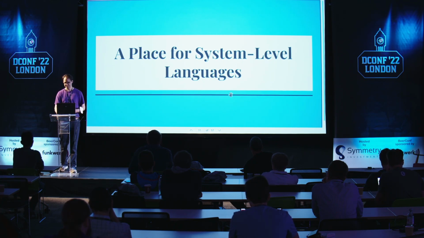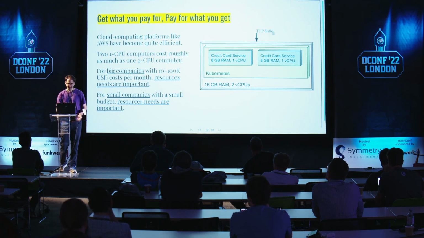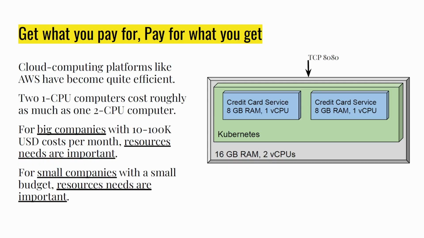This is something that's not happening too much these days, because often the engineering costs are considered to be paramount and the most important thing. But these costs are not to be ignored either. I've seen some pretty extreme examples where even single services for a company will cost over $100,000 a month just to keep up with the traffic that they have. So the idea is that you get what you pay for. Cloud computing platforms like AWS have become quite efficient, and 2 1-CPU computers can cost roughly as much as a single 2-CPU computer.